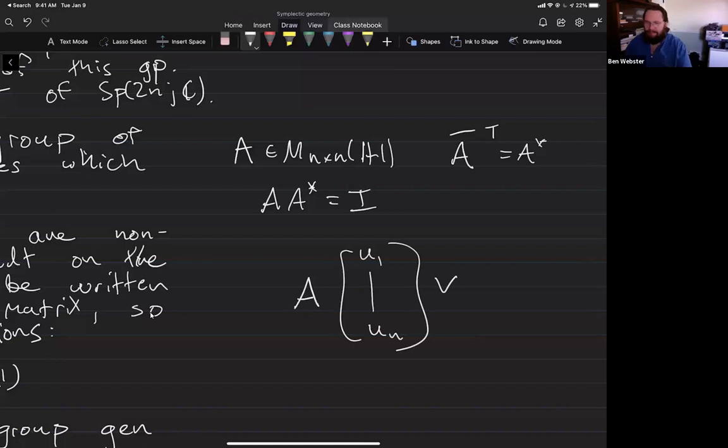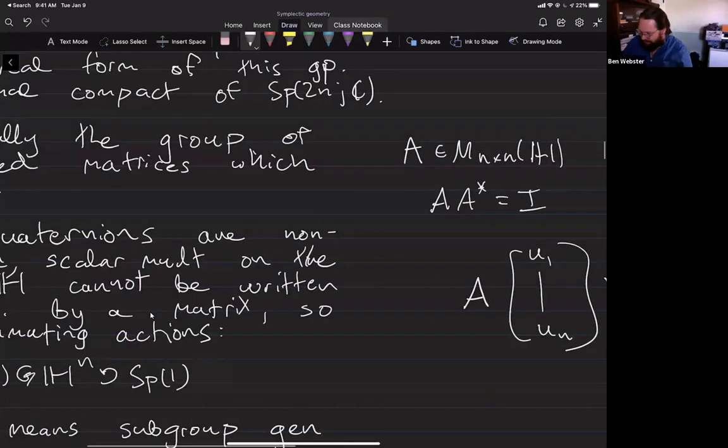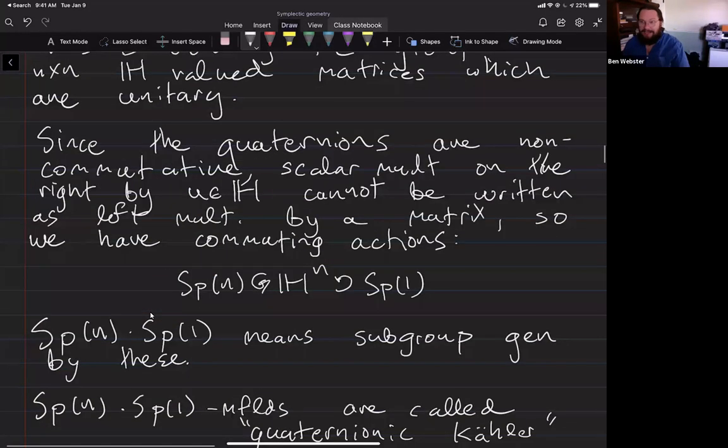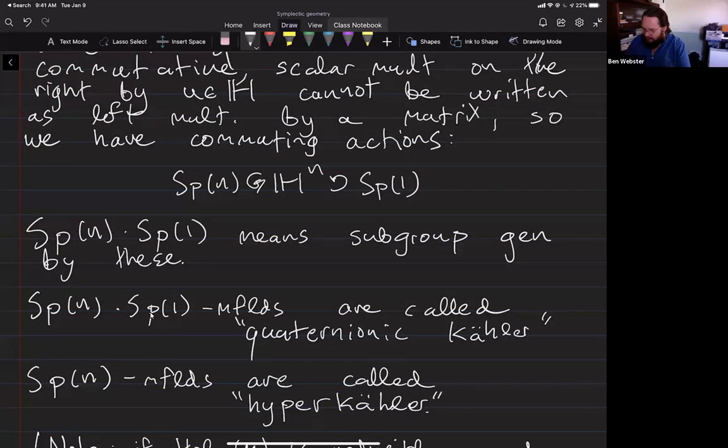In particular, the quaternions themselves have two actions of SU2 thought of as the unit quaternions by left and right multiplication. All right. So SPN times SP1 means the subgroup that's generated by the copy of SPN acting on the left and SP1 acting on the right, on n component column vectors in the quaternions. And so manifolds that have this kind of bigger holonomy group are called quaternionic Kähler, and ones that have this smaller one, just the left multiplication by matrices, are called hyperKähler.